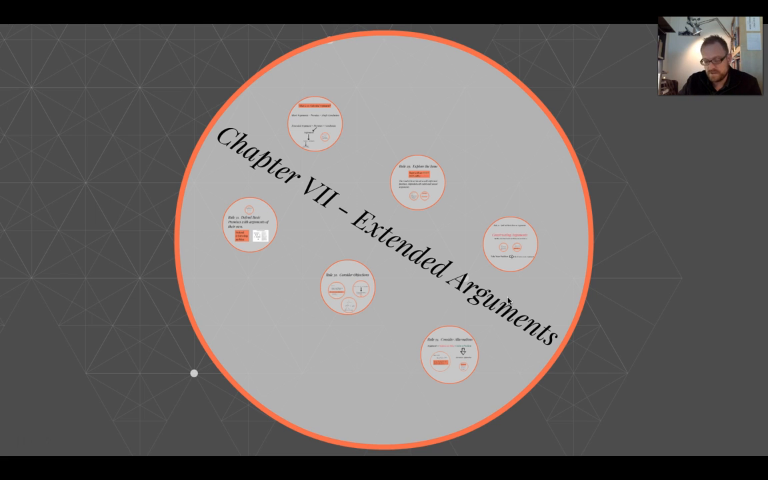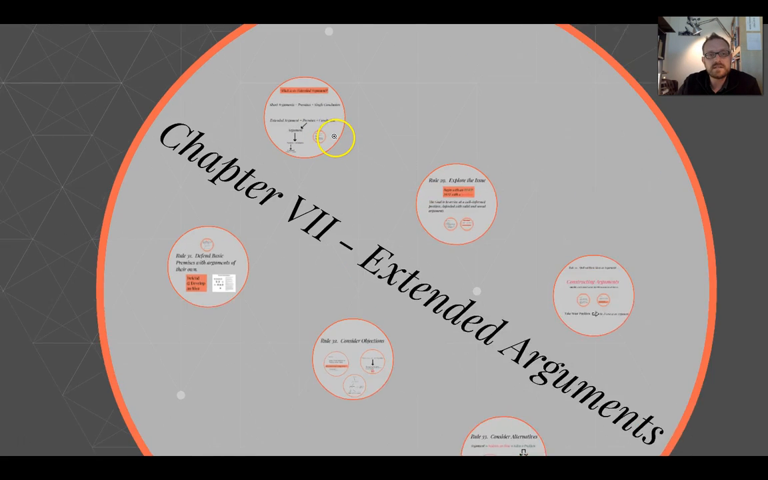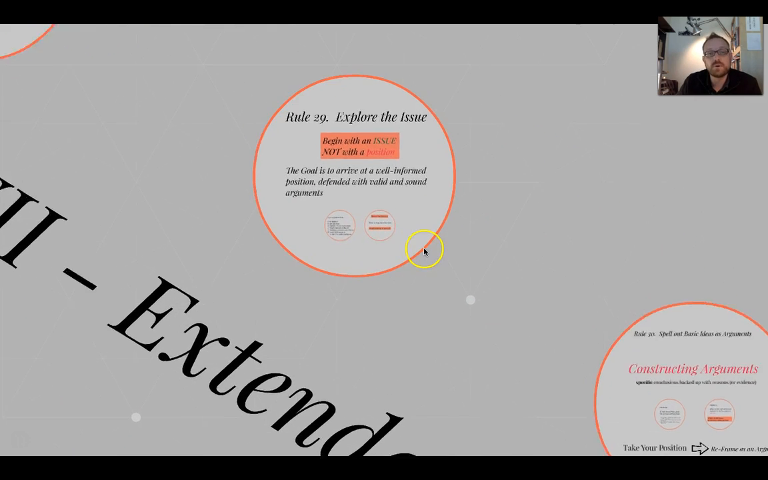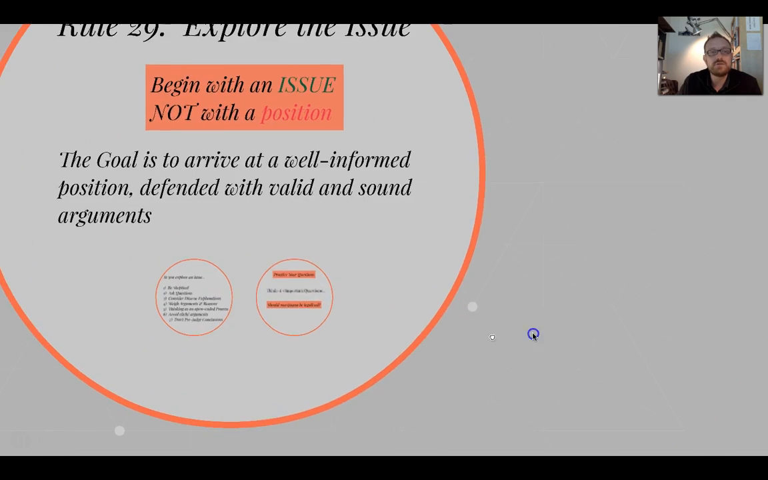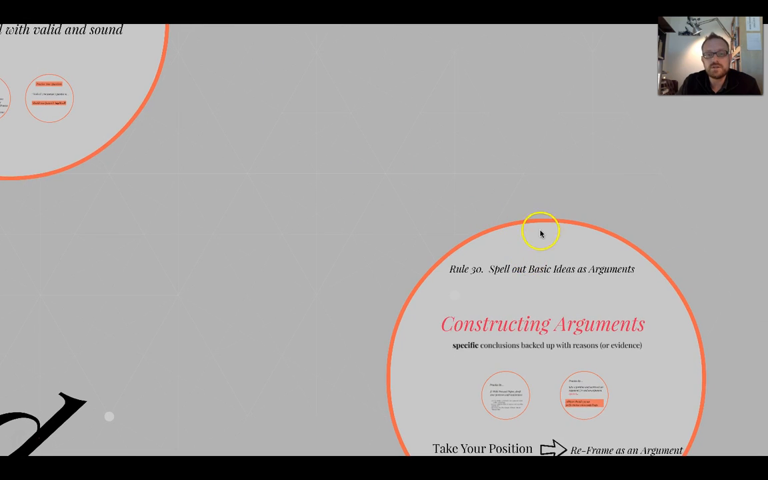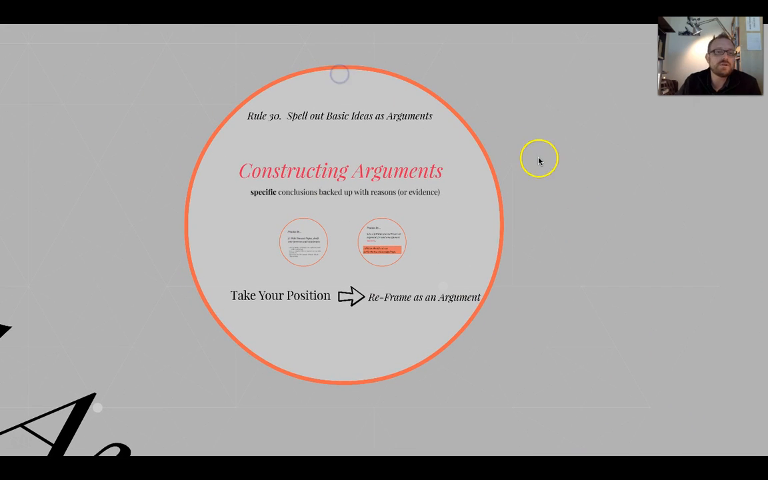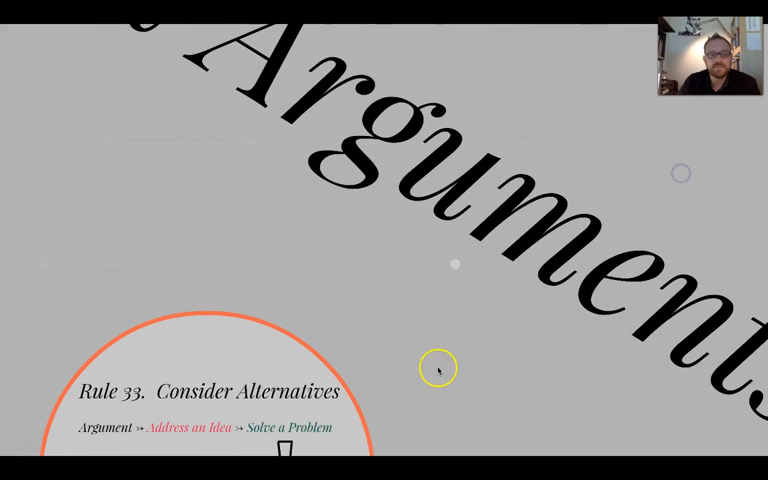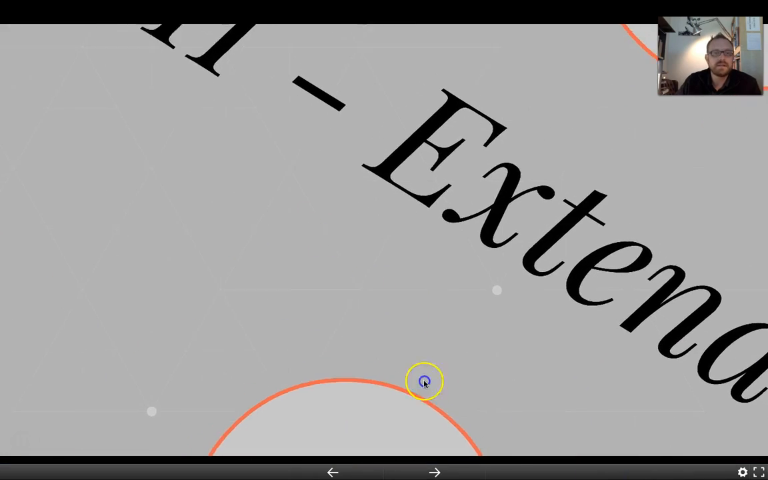Now, we've looked at a number of different rules of reasoning. We looked at the need of exploring an issue: you shouldn't begin with a position, but you should begin by really thinking through an issue. Not only should you begin with an issue, in Rule 29, but in Rule 30, we talked about the idea that you want to spend time spelling out the basic ideas of your arguments and reframing your argument accordingly.